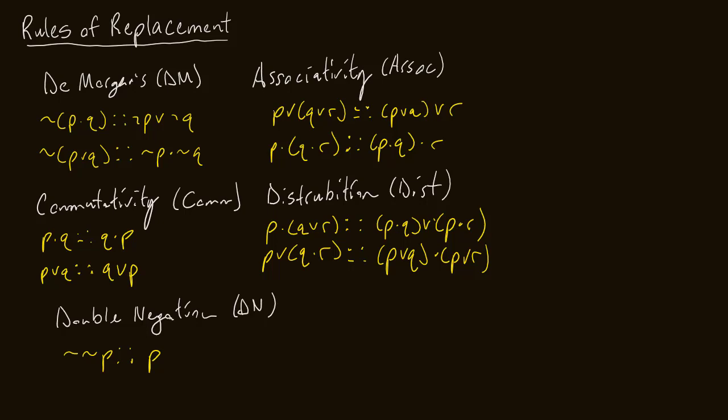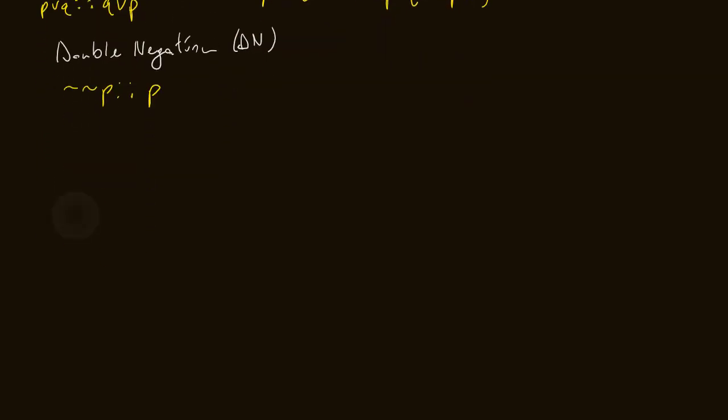Before we actually get into a proof using these rules of replacement, we should talk about the difference between rules of replacement and rules of implication. Let's say I have something like this: A then B, then C, and then I have B. You might be tempted to deduce C, using 1, 2, and modus ponens. But you can't do that.